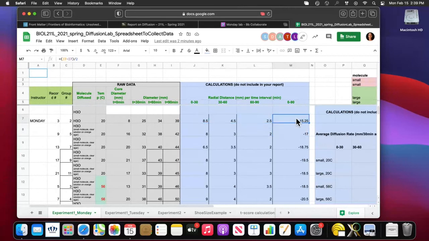So you're like, how did it get to this 15 minus 1525? And you can either look in the address bar or you can double click on it, and it says, well, this is what I did. I took J7 minus I7 and divided by 2. So it did this. And it's like, oh, computer, this is not what I wanted. Between 0 and 90, I wanted you to take this one minus this one and then divide by 2.